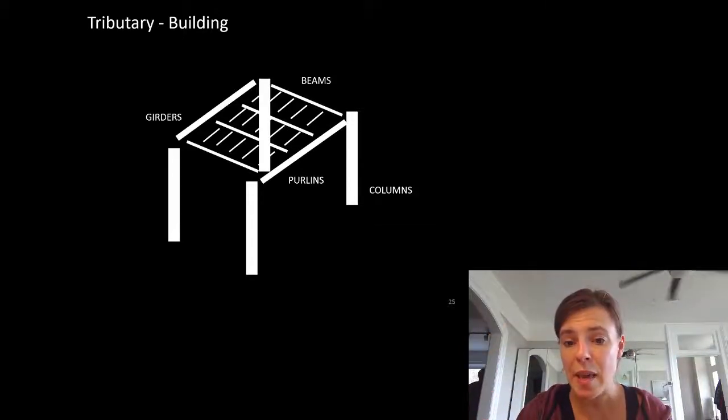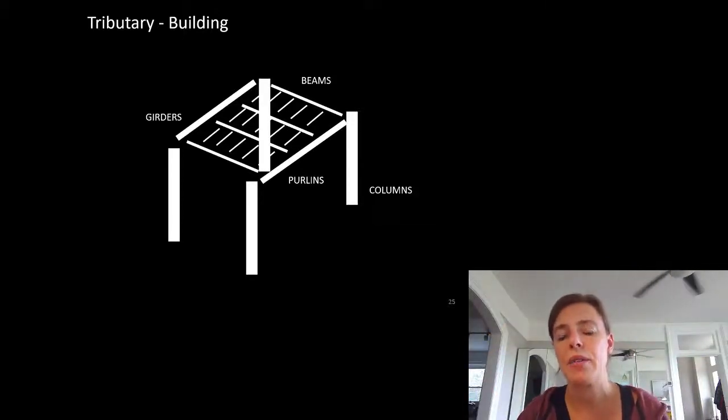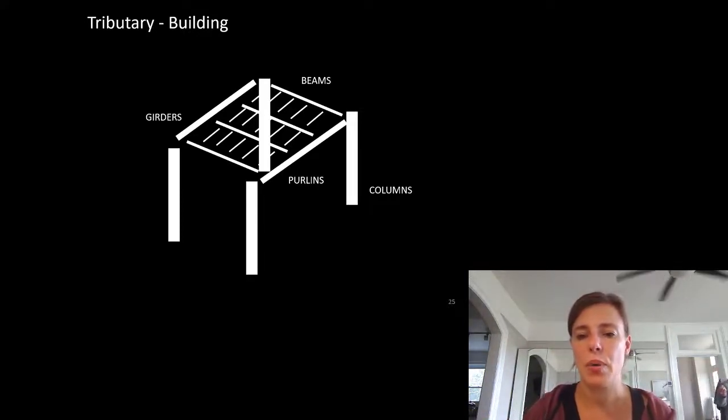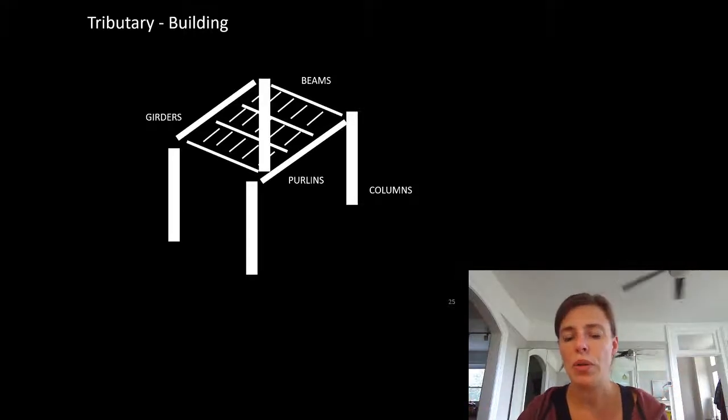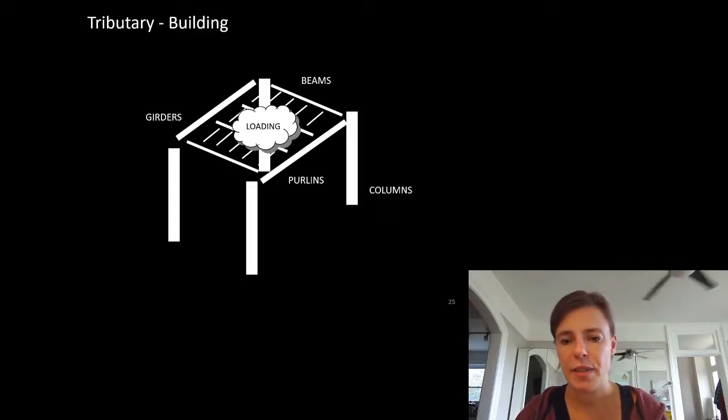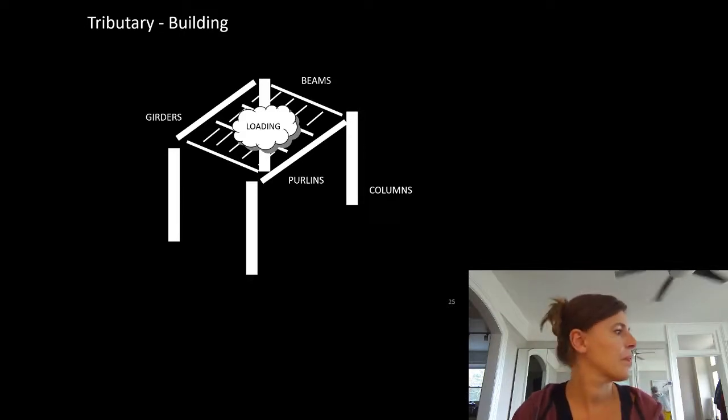That doesn't mean a beam doesn't pick up the deck directly. It just means it also might pick up the deck and the purlins so that we have multiple things coming in on those beams. And again, you can have different loading in different regions affecting different things by different amounts.